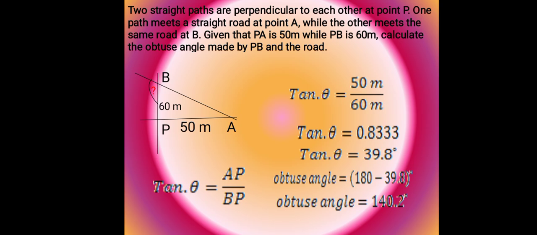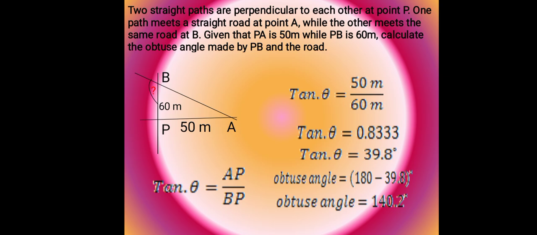Now I have sketched the diagram and the angle. We have to find the obtuse angle, so I put a question mark. Now we cannot find it directly. What we need to do is to find our angle ABP, and then subtracting from 180 we shall find that obtuse angle.